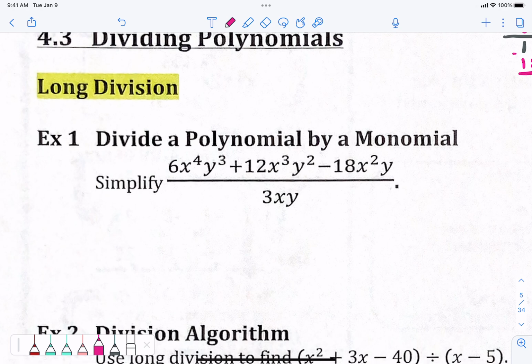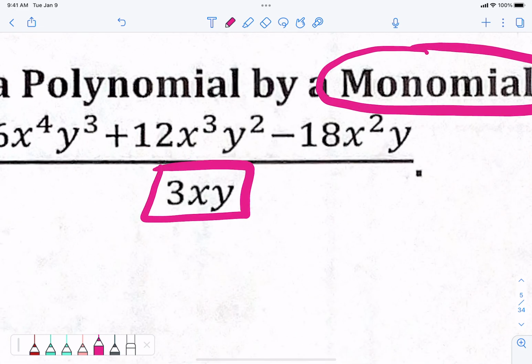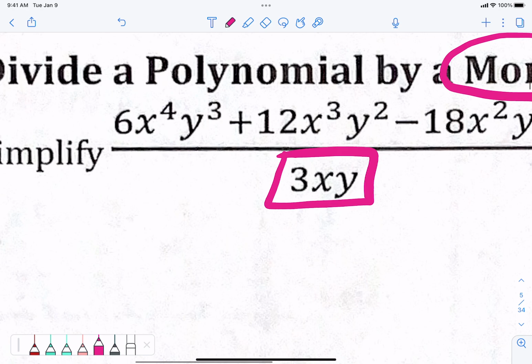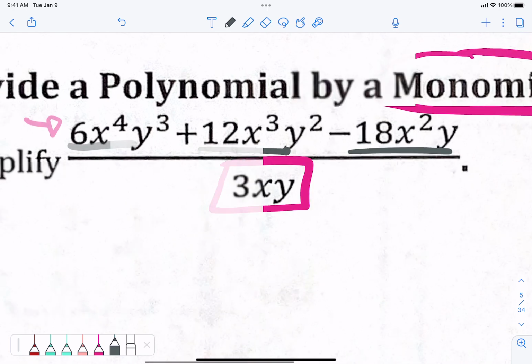This is when we are dividing by, circle the word, monomial. What does monomial mean? Mono means 1, okay? We are dividing by one piece. The 3xy is one piece, right? 3xy, they're all together, that's one piece. So I'm dividing, all right? How many pieces is this top? 1, 2, 3. There's 3 pieces that are separated by pluses and minuses, right? 3 pieces on the top, okay?